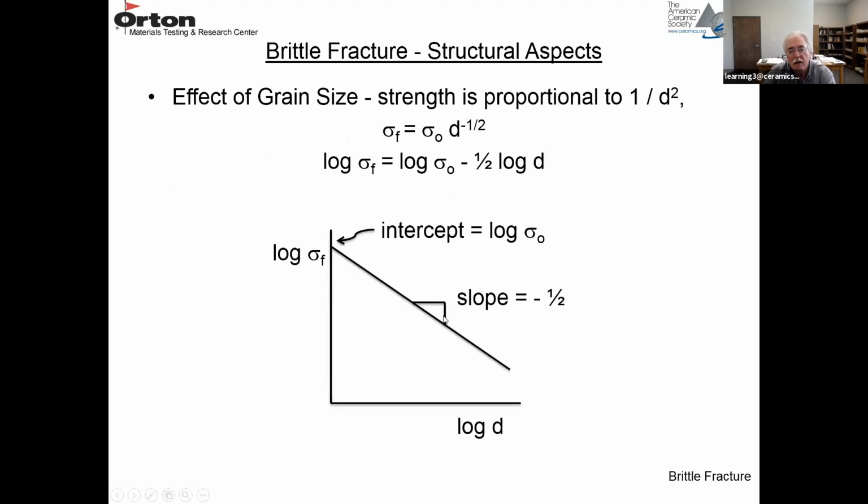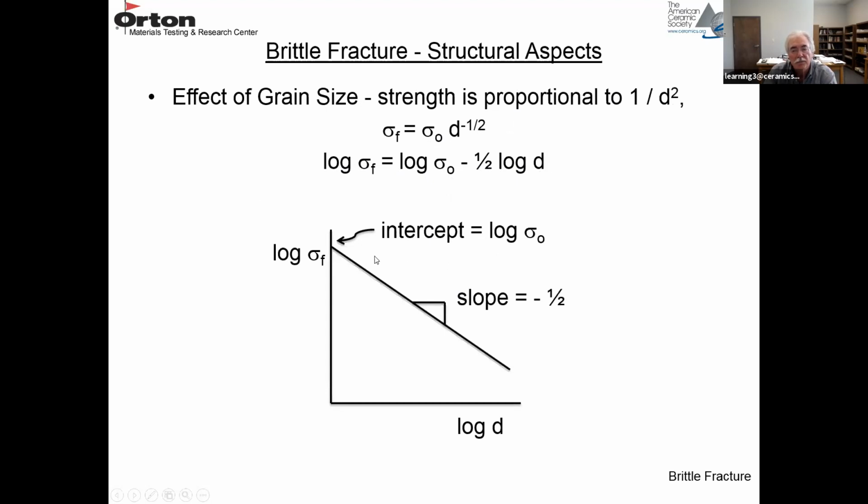So bigger grain size gives you a lower strength. Strength is proportional to 1 over d squared. I just gave this equation, sigma f equals sigma 0 d to the minus 1/2. If you take the log of each side of that, you have the log of the strength equals the log of sigma 0, which is a constant, minus 1/2 the log of the diameter.